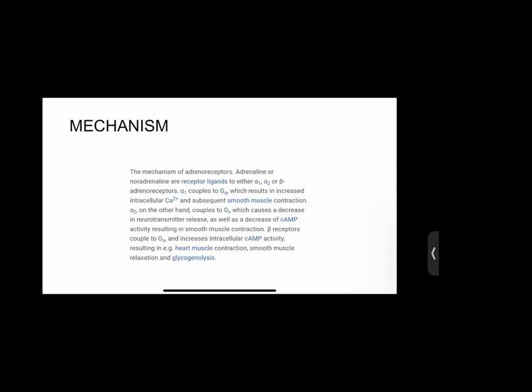Then the beta receptors couple mainly to the Gs subtype, a protein ligand, which increases the intracellular cAMP activity that will result in an increase in heart muscle contraction, smooth muscle relaxation, and then glycogenolysis.